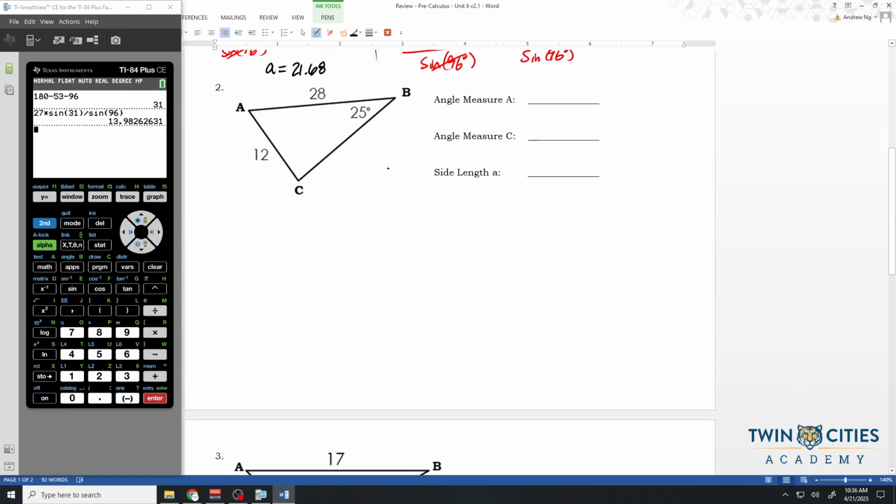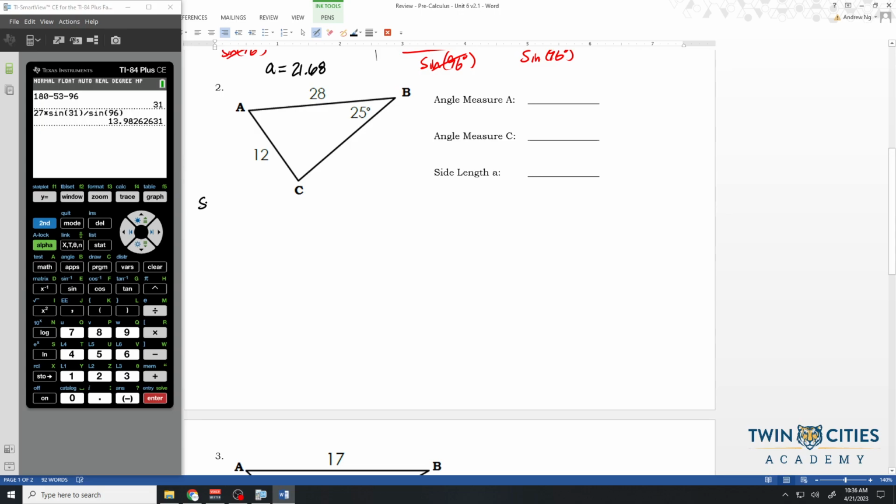For number 2, I've got a triangle ABC. Again, I've got an angle and its opposite side length. So what that tells me is whenever I've got this occurring, one angle and its opposite side length, no matter which angle it is and its opposite side, I'm going to use law of sines to start out. So let's do sine of B over little b, and then sine of C over little c. So let's start that up here.